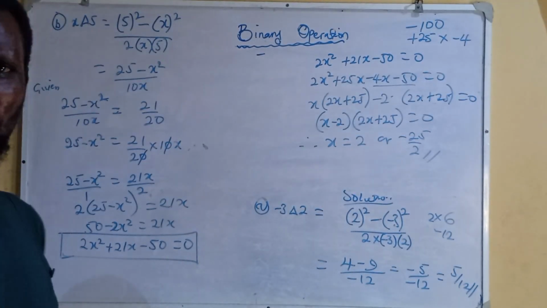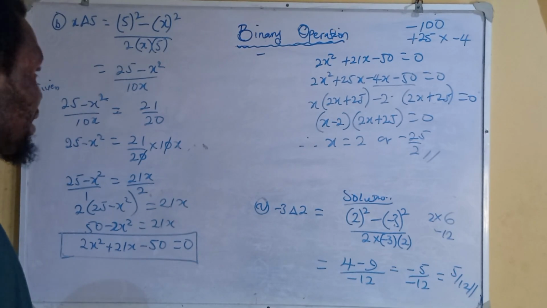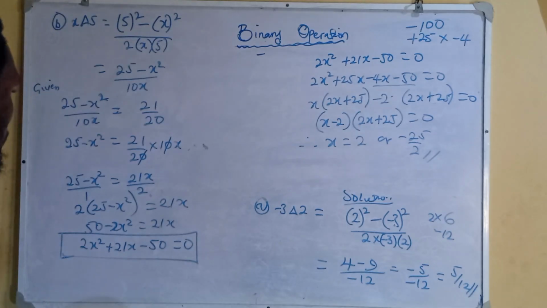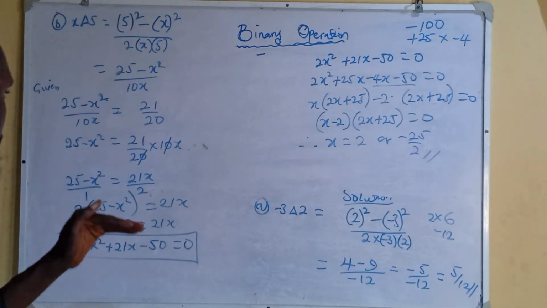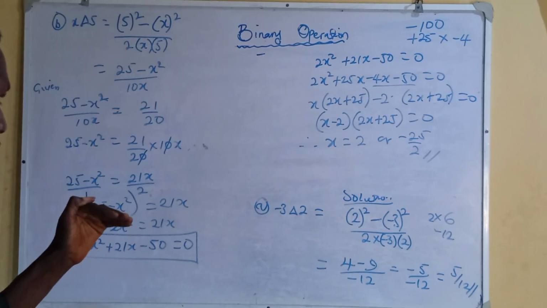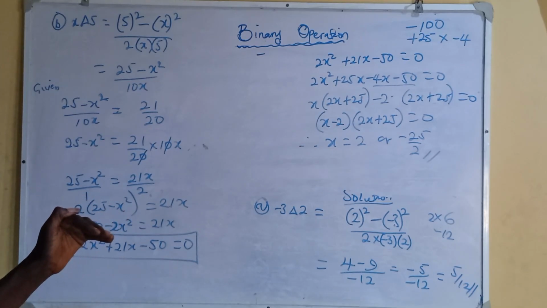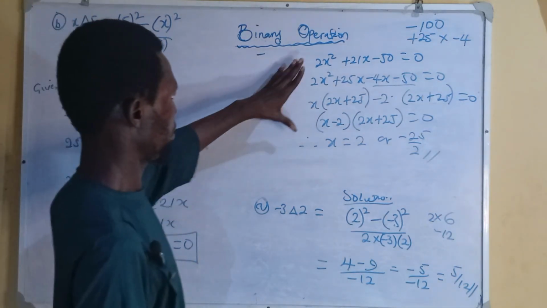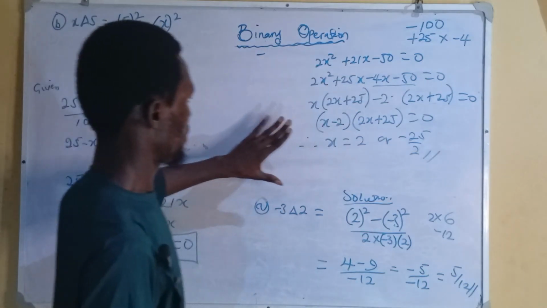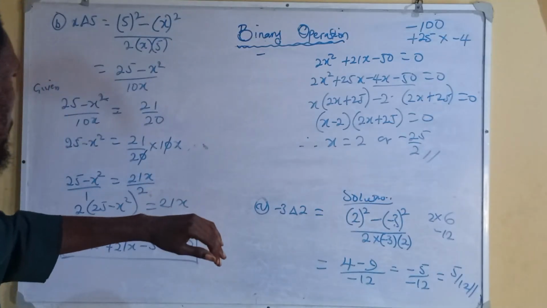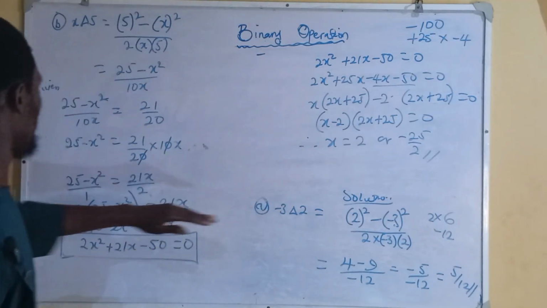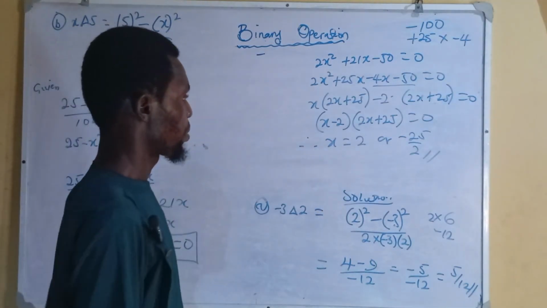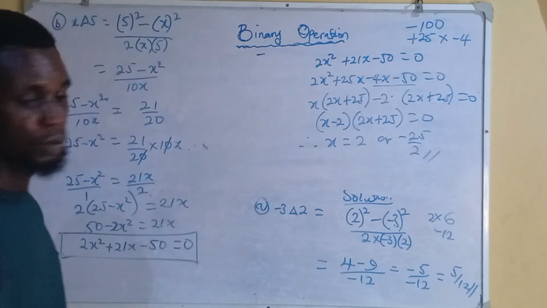I don't know, was that fast? I think you can take it step by step. I don't know whether I was too fast, but I'm very sure that you understand how to solve a quadratic equation from here. So x is 2 or minus 25 over 2.